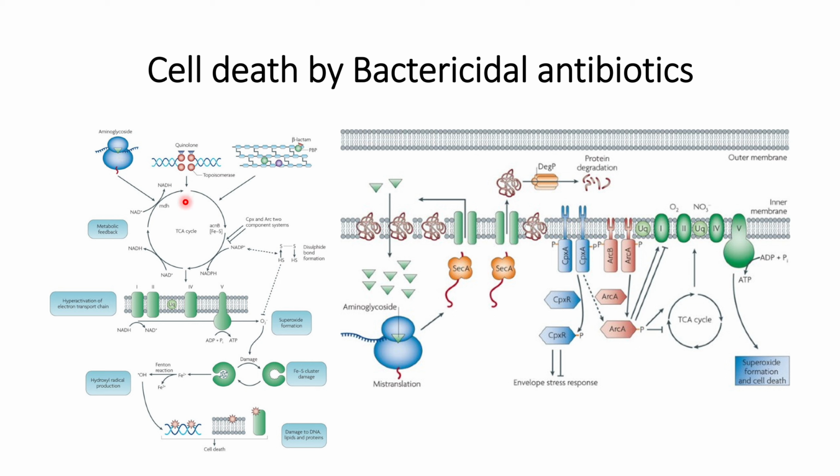There is also a parallel interaction when aminoglycoside interacts with the ribosome: it leads to the activation of CPX and ARC, and this will also lead to superoxide formation. This will also lead to disulfide bond formation, and this promotes superoxide formation. This is shown in the panel on the right-hand side.